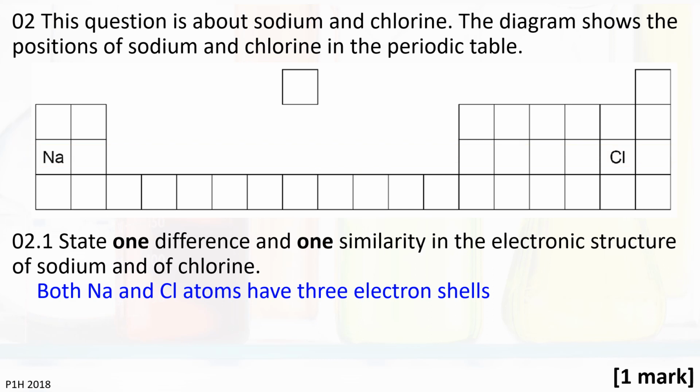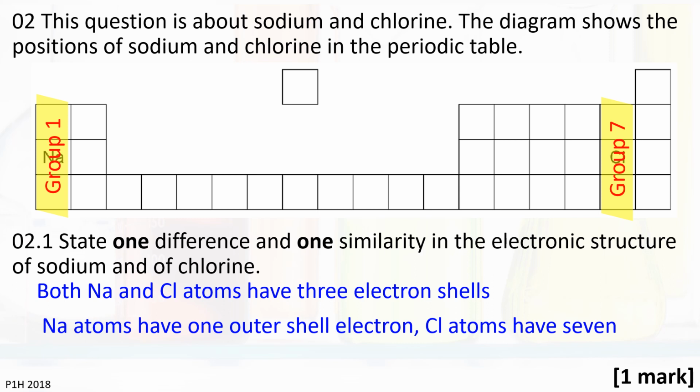The vertical columns on the periodic table are called groups. We do not count the elements in the centre of the periodic table. These are the D block elements and have a more complicated electronic configuration. Sodium is in group 1 and chlorine is in group 7. Sodium atoms have 1 outer shell electron and chlorine atoms have 7 outer shell electrons.